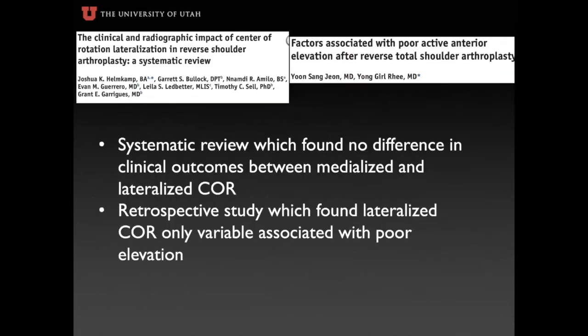A couple of studies just continue to show the controversy, and that you can find a study to support essentially whatever you're doing, similar to a lot of things in the orthopedic literature. The first review found no difference in outcomes between medialized and lateralized center of rotation, while the second study found that lateralized components was the only variable associated with poor forward elevation.